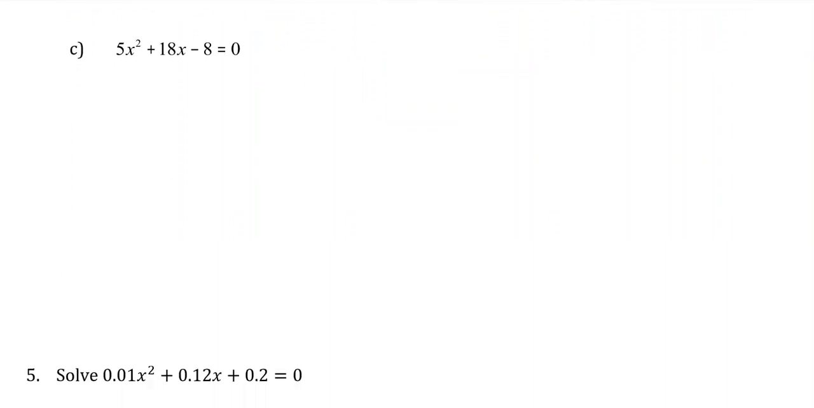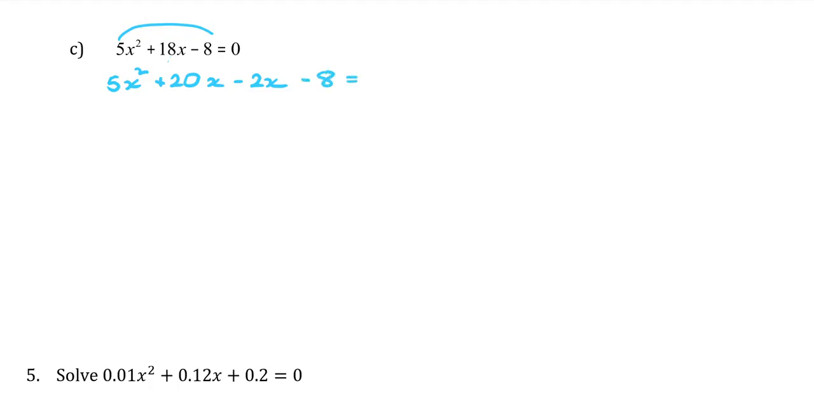Question C. We do 5 times minus 8, which is negative 40. I'm looking to split this middle term. I need to find two terms that times to give negative 40 and add to give positive 18. So 20 times 2, if it was a minus 2, positive 20 and a minus 2, then that would make a positive 18, and still times to give negative 40.